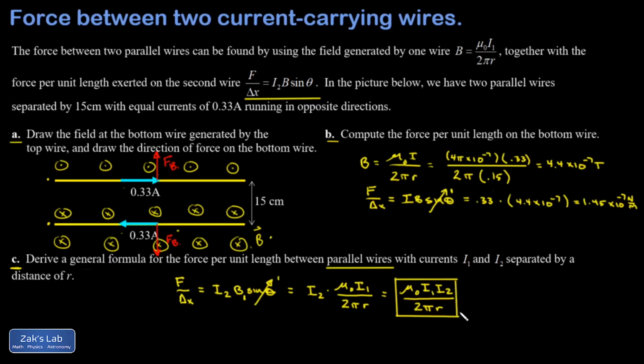The only thing to add here is that we noticed that the force was repulsive if the currents were in the opposite directions. Well, if those currents are going in the same direction, that would just flip the force on this bottom wire because the current would be going the opposite direction for the right-hand rule. So that would be an upward force on the bottom wire, and by Newton's third law, downward force on the top wire. In other words, it becomes attractive if the currents are in the same direction.